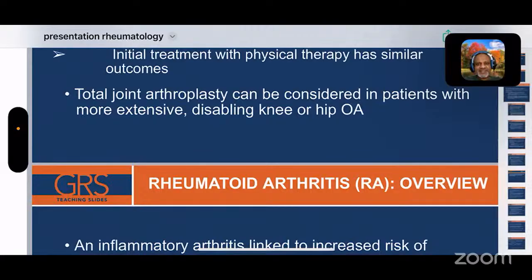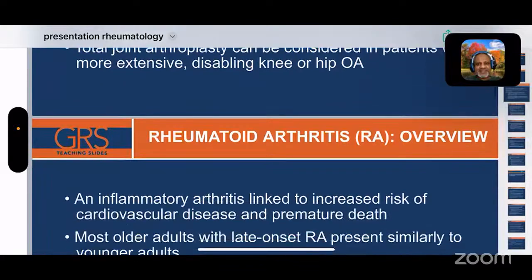We have two presentations that are unique to older adults. The first is RS3PE syndrome, remitting seronegative symmetrical synovitis with pitting edema. It is a rare clinical entity that is easily missed due to lack of knowledge, and it was considered as rheumatoid arthritis.